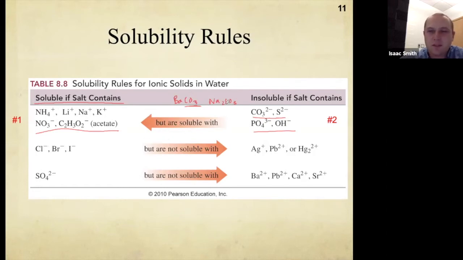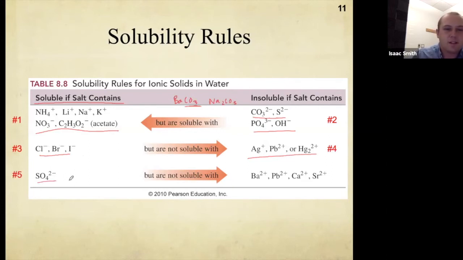You'll get some practice with this on the homework. If you look at the second row, I think it's easier to start with the anions on the left here. Chloride, bromide, and iodide are almost always soluble unless they're paired with any of these three cations.